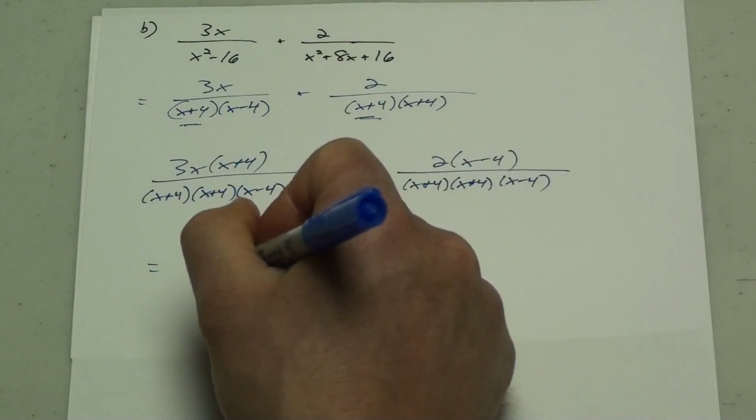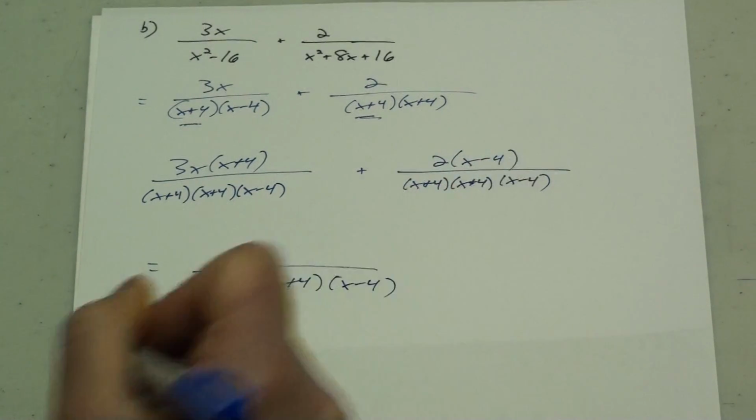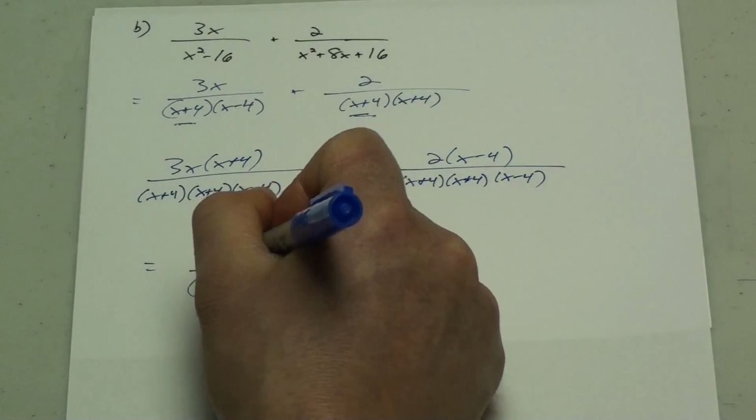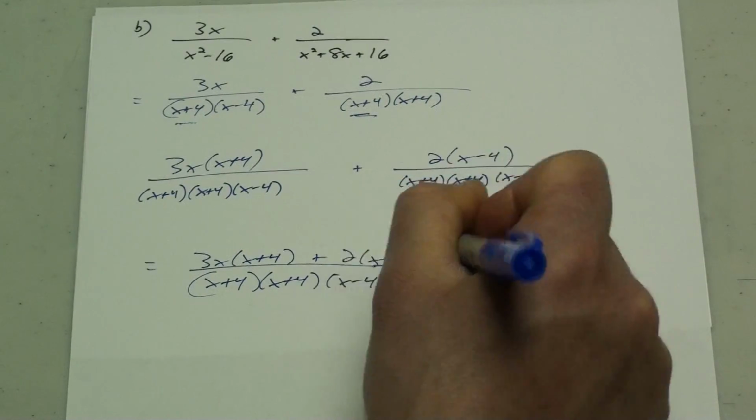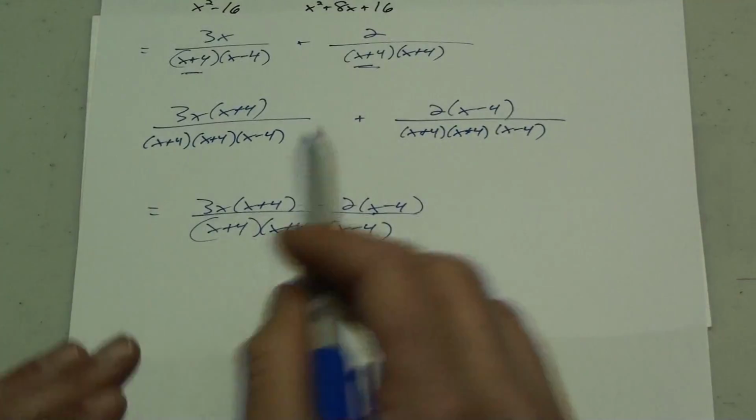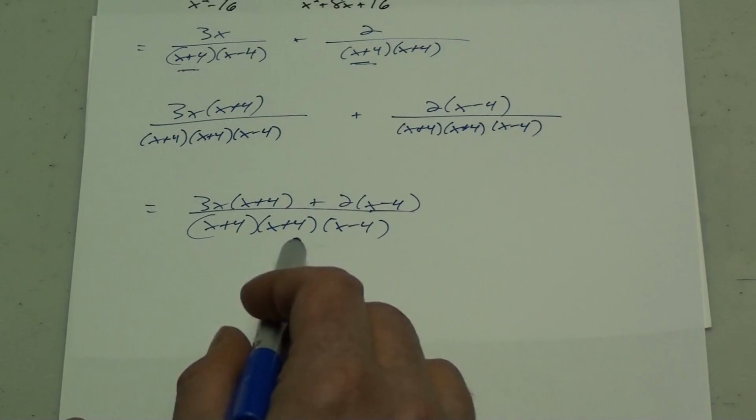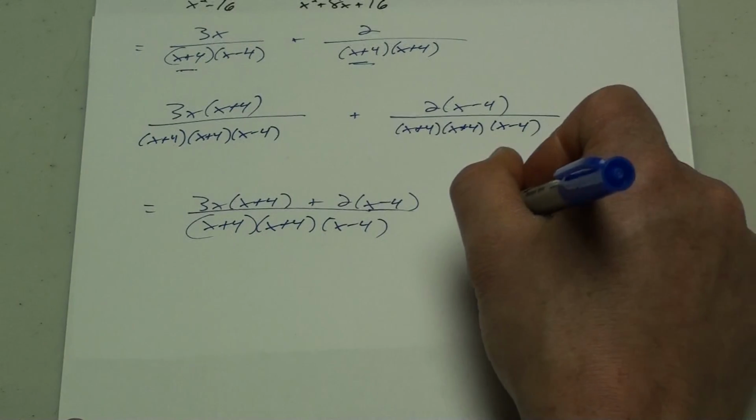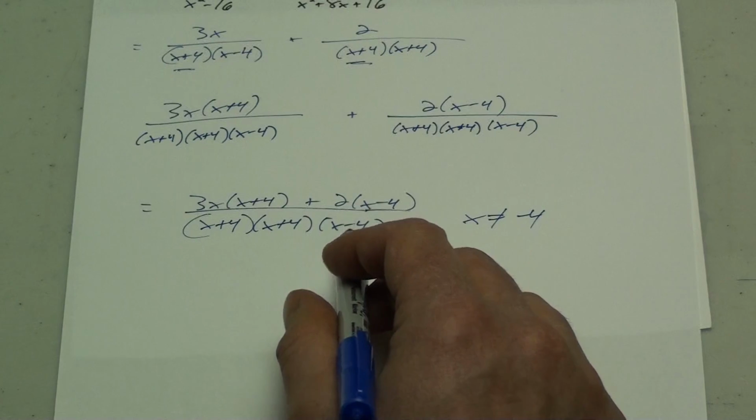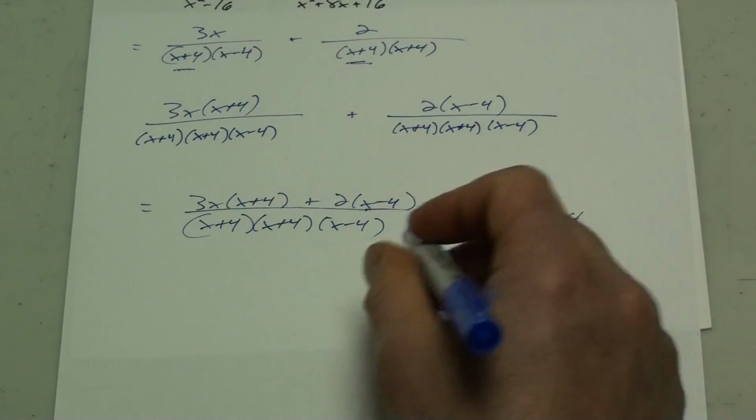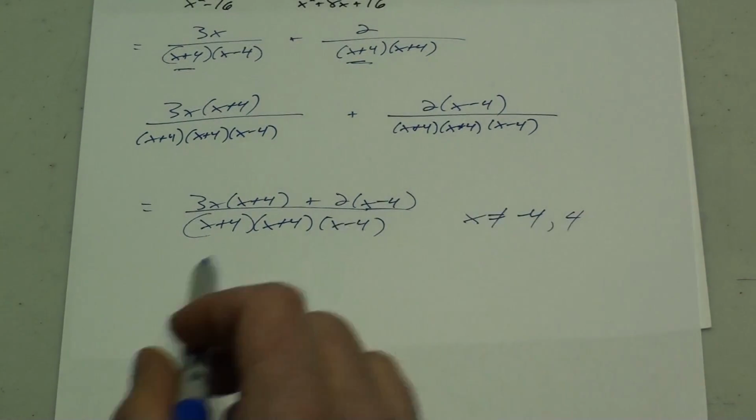So I have my common denominator, and on the top I'm going to have 3x times x plus 4, plus 2 times x minus 4. Now this might be a good opportunity to state my restrictions because I have it in factored form. Look at your denominators and what's going to make them go to 0. I have my x plus 4s. If x equaled negative 4, that would make my denominator go to 0. Can't have it. For x minus 4, if x equaled positive 4, that would make that part go to 0, and so that wouldn't work. So I have to state my restrictions.